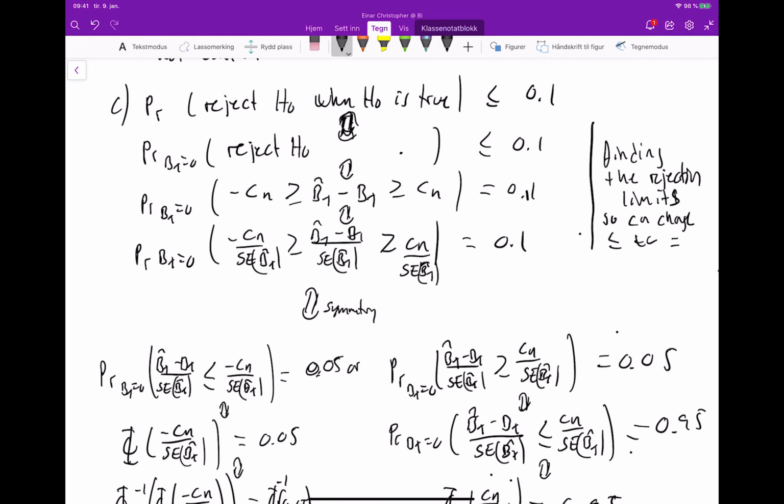So what I start to do is to find these limits Cn. And so a good rule is now to say that we reject H0 when beta 1 hat minus beta 1 is less than or equal to minus Cn or bigger than or equal to Cn. And to find the limits, I can set equal instead of less than or equal to 0.1.